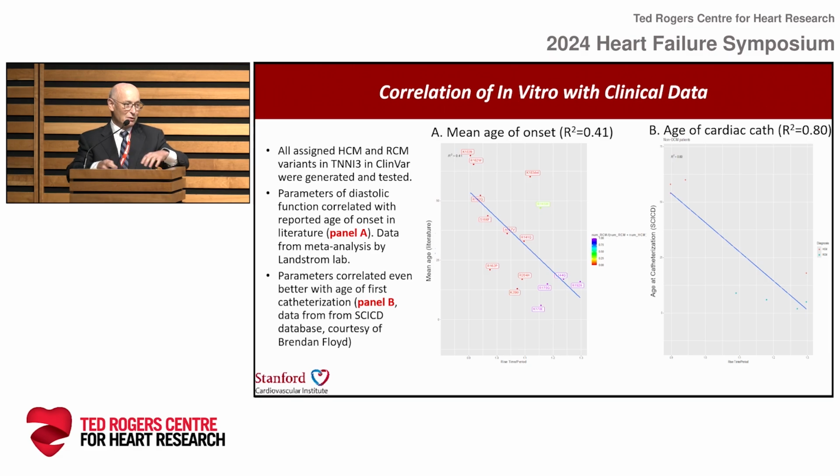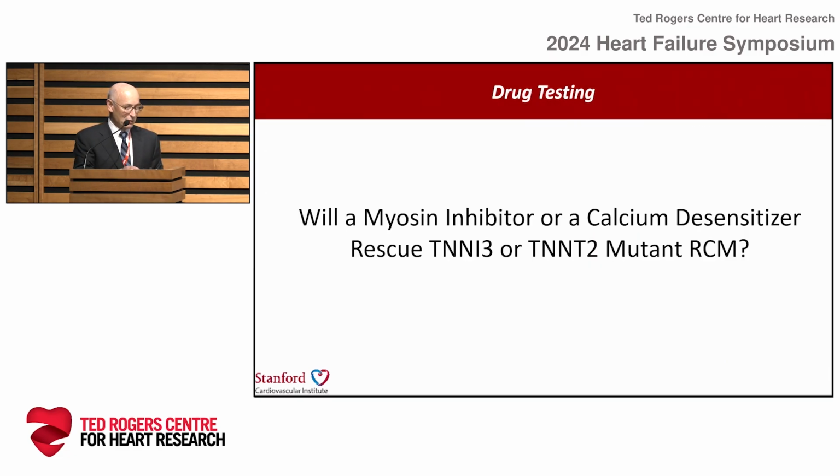And indeed, if you look at this calcium sensitivity metric and you compare it to age of onset of disease, you can get a pretty good correlation with an R-squared value of like 0.4. If we go back into our database in the Center for Inherited Cardiovascular Diseases at Stanford, and we look at patients that have those mutations, there are many fewer, of course, but what we find is a really nice correlation. We looked at the age of cardiac cath, and we now get a 0.8 correlation using our data.